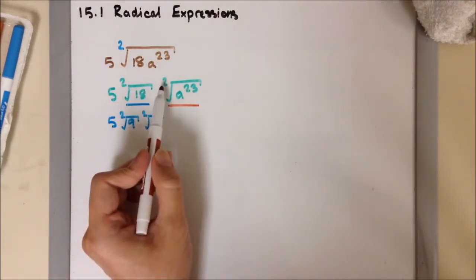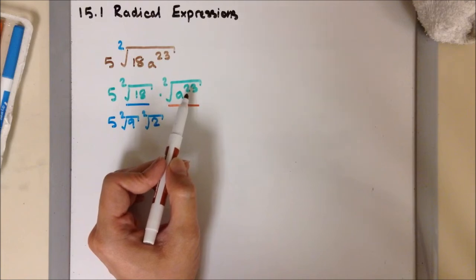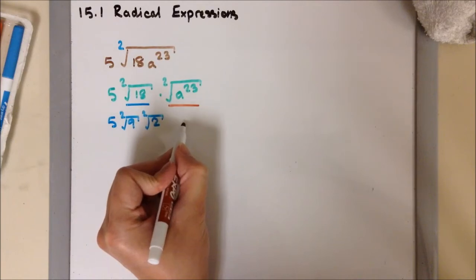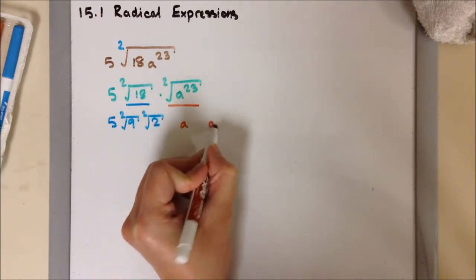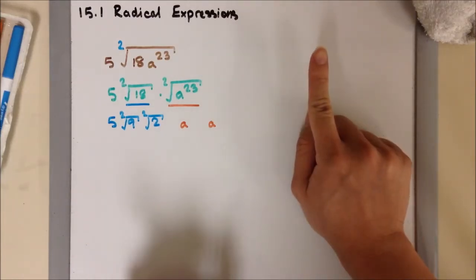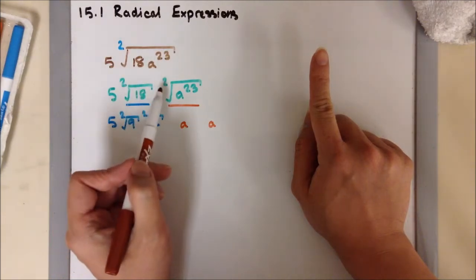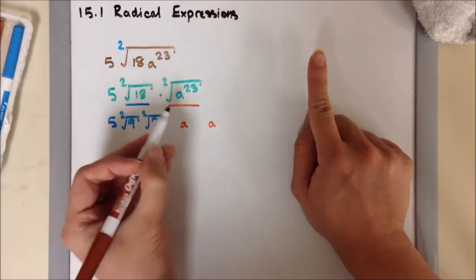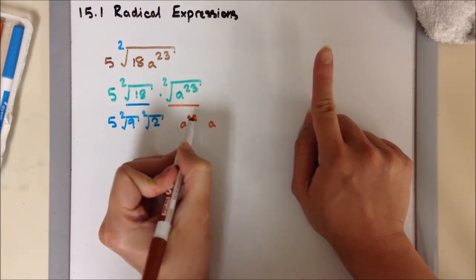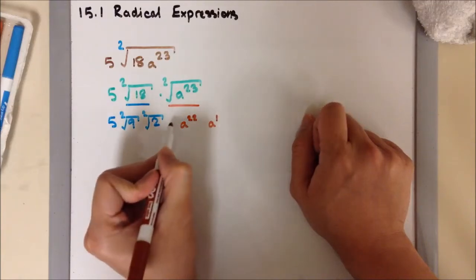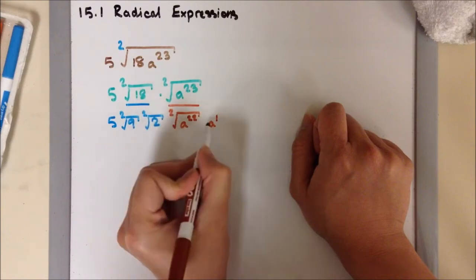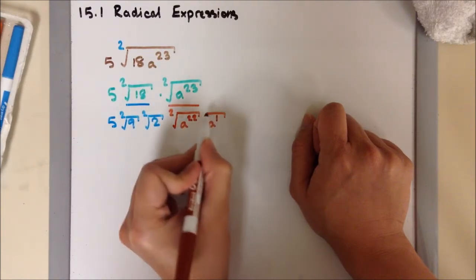my question is, can 2 go into 23 as a whole number? In this case, it cannot. So what I'm going to do is break it into 2 a's. Now counting down from 23, if I take 1 away, I have 22. 2 can go into 22 as a whole number, so I'm going to write 22 here, and the amount that I took away, which is 1, I'm going to put on the second a. So I'm going to have the square root of a to the 22nd power, and also the square root of a to the 1 power.